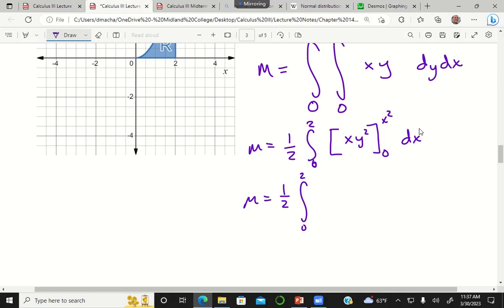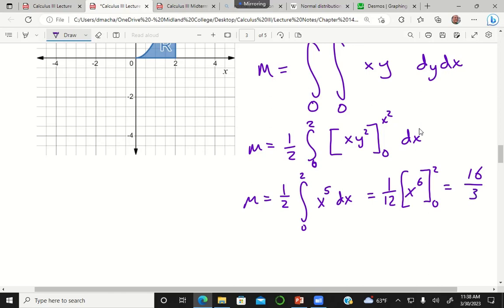So that's going to be x to the 5th dx. Then the antiderivative is going to be x to the 6th, and then of course I divide by 6, so this is 1/12 x to the 6th at 2 and 0. What is 2 to the 6th power? 64. And then 64 divided by 12. 16 thirds. Nice.